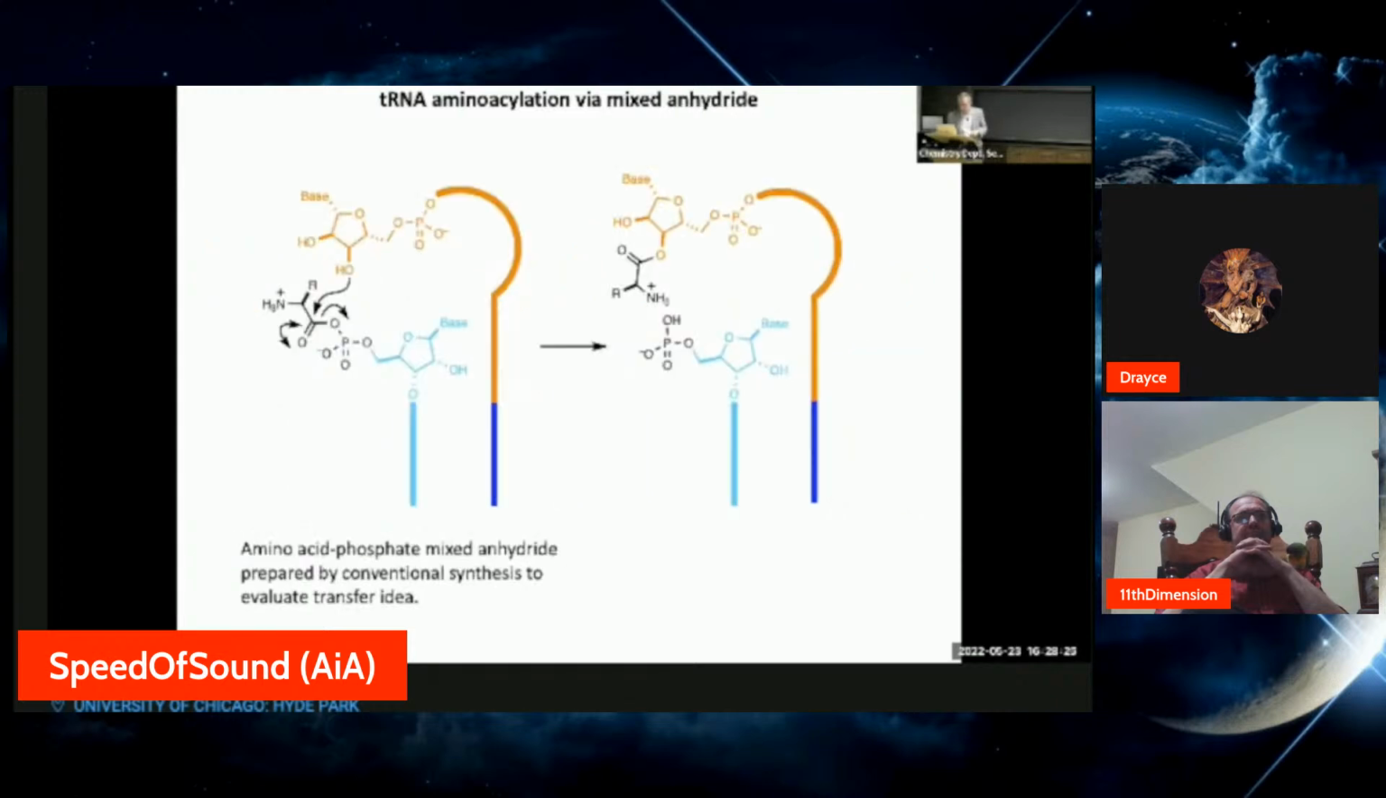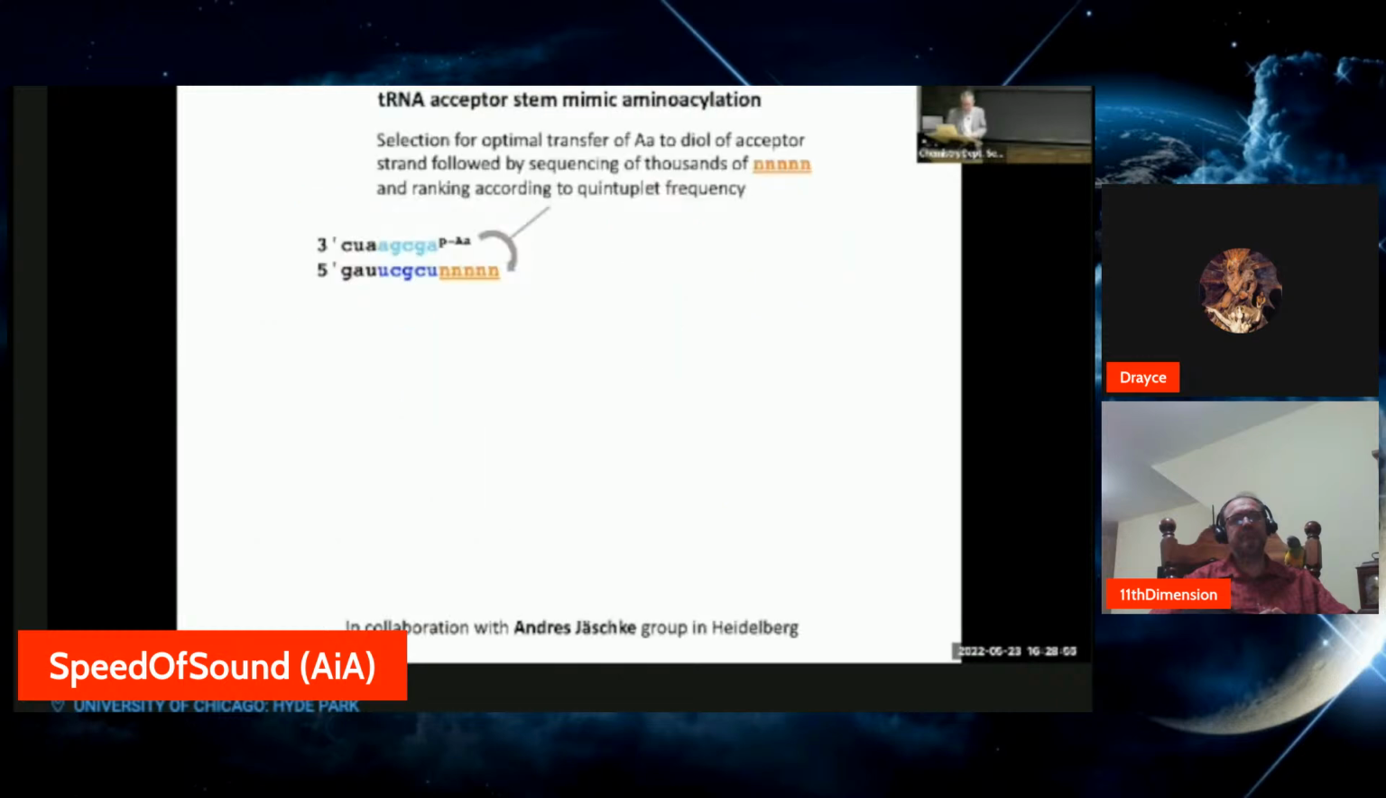So here's now what we think is a better example. We make a mixed anhydride between an amino acid and the 5' phosphate. It turns out that the amino acid can be transferred directly to the diol to make an aminoacyl ester derivative. We think it's possibly one of the reasons why tRNA is still made with a 5' phosphate. We think it might suggest that the 5' phosphate was vestigial, representative of early function. Now, that reaction, we scoped it out in a limited form.